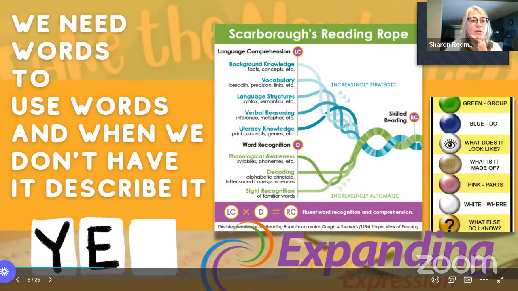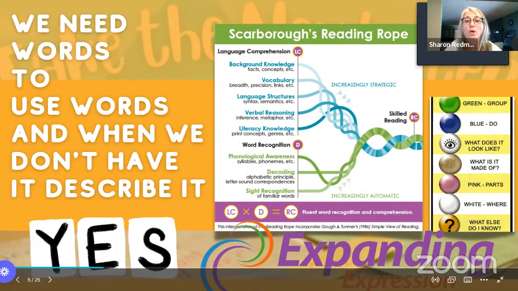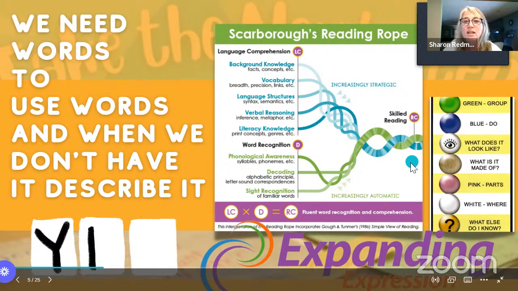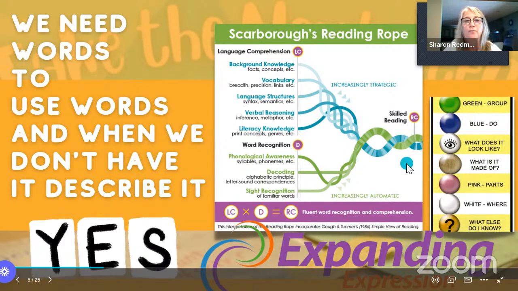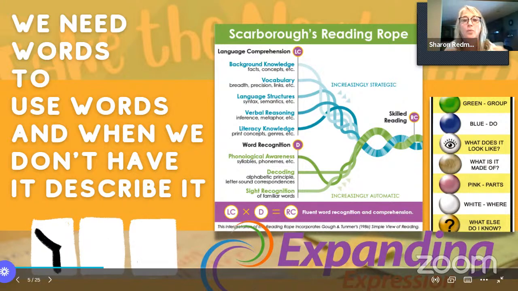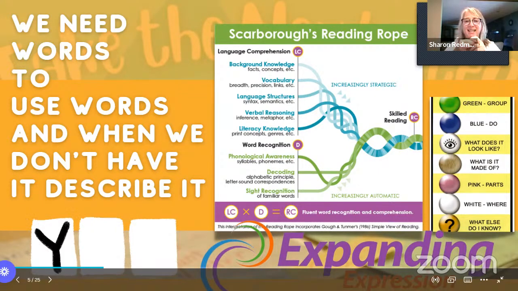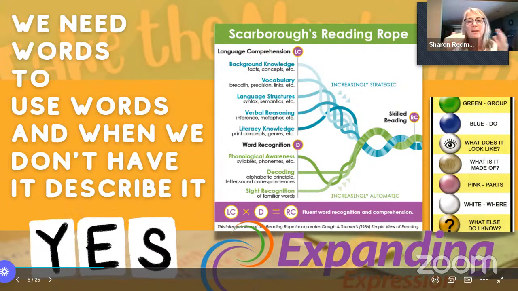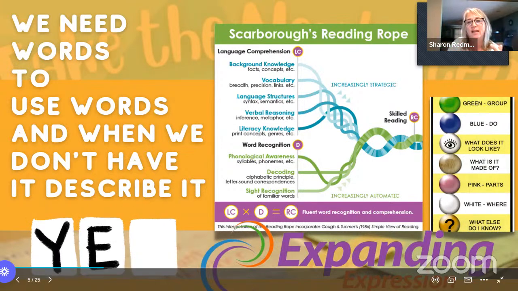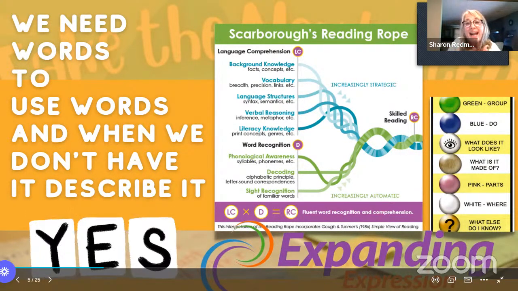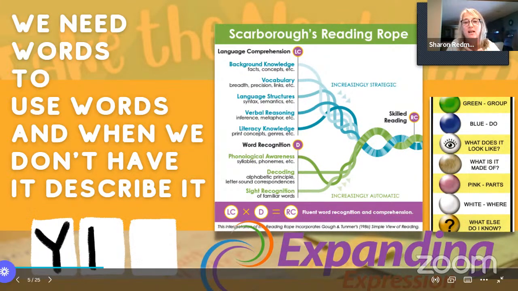So yesterday I talked about Scarborough's reading rope and the connection and the research that is out there, for which there is a lot on reading and writing, and how the interconnectedness of reading, writing, communication, and listening are all intertwined, and they're all connected. It's really hard to break those pieces apart. But this rope, I love how it looks at how a skilled reader and a skilled writer become, and we can take a lot from that.